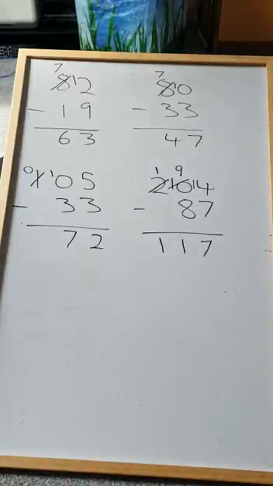So our answer to 204 take away 87 is 117. And that's one of the more difficult ones. That is on challenge C. All right, if you get to those ones.